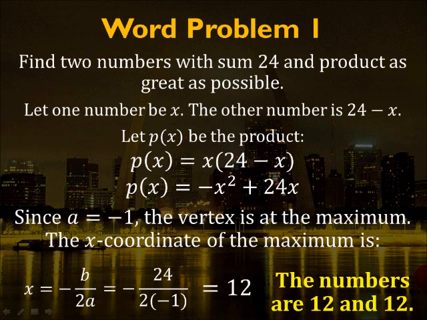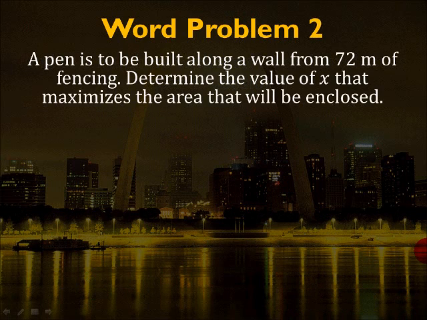And if you think about it, this makes sense. You're going to have a square that's going to have the greatest area. If you have a rectangle, you're going to have a smaller area. If that didn't make sense, don't worry about it. Let's go to word problem 2.